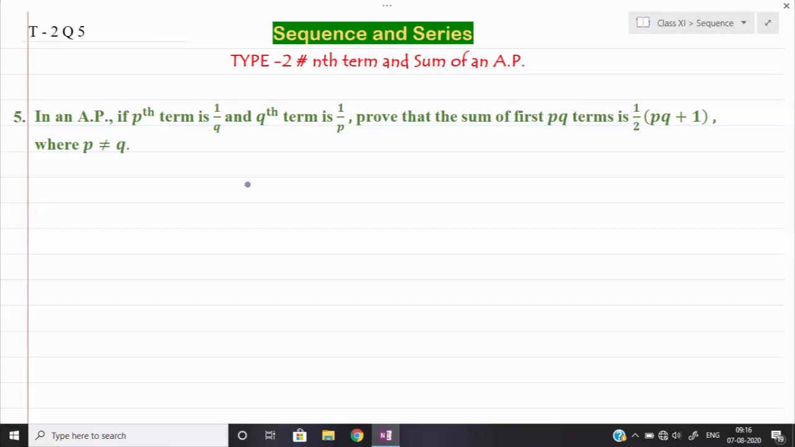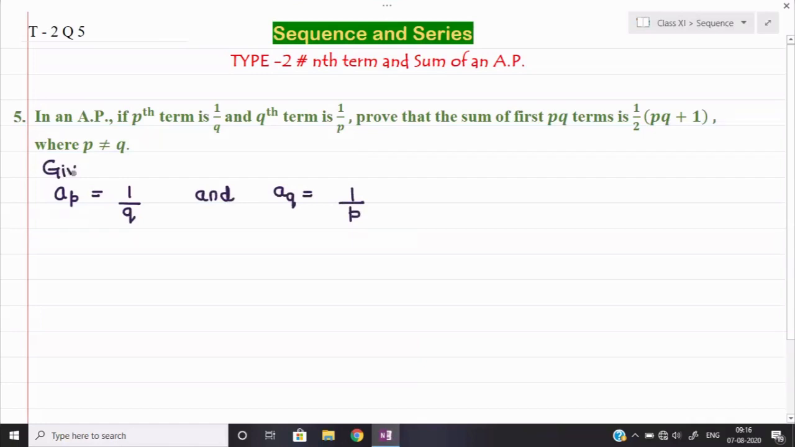This question I hope you may have done in class 10th also as a hot question, but in class 11 it will be a routine question for you. So let us see how we can solve it. First of all, we shall write down the two given things in the question. We have given the Pth term. Normally nth term we show by an, so Pth term we will show by AP, that is equal to 1 upon Q. And one more thing is given here: Qth term, that is AQ, will be equal to 1 upon P. These two things are given in the question.